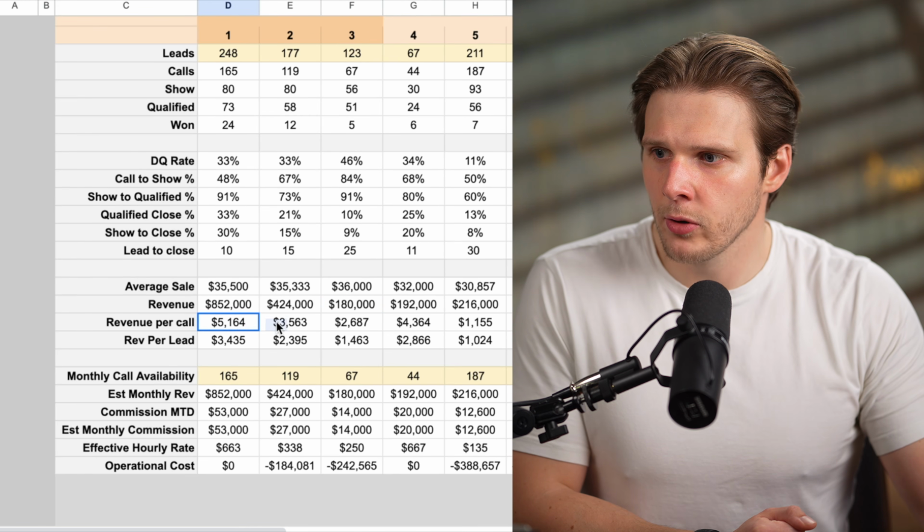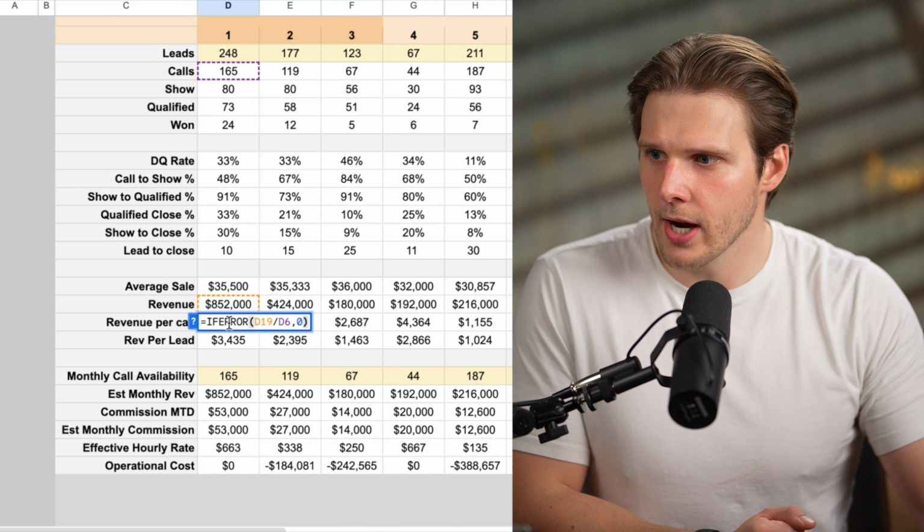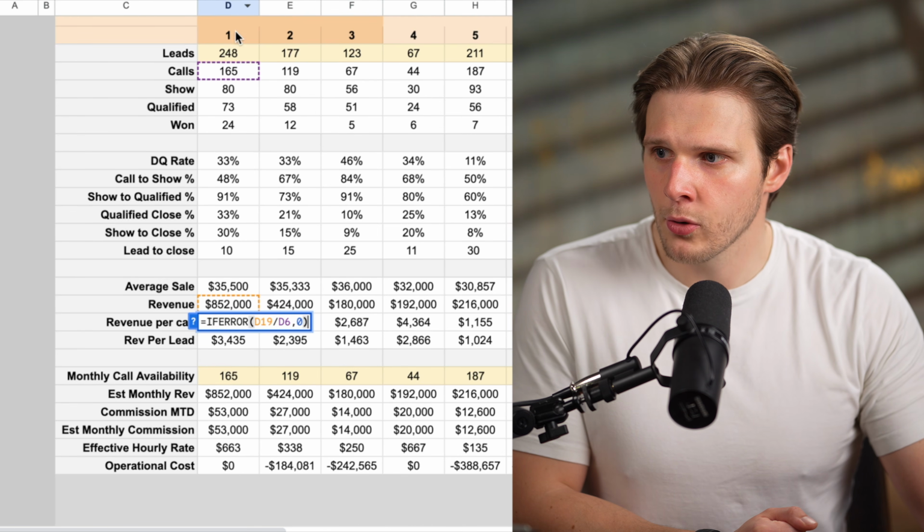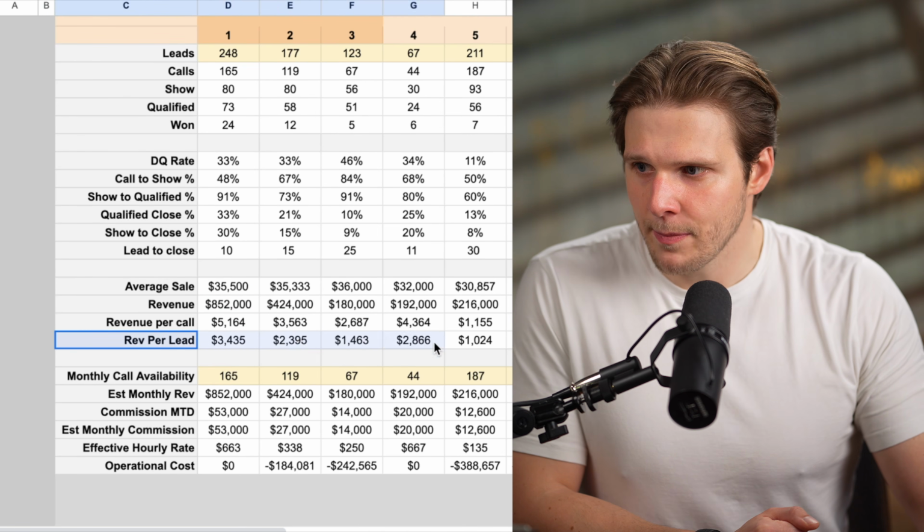But more important than that is revenue per call. And this was that metric that I talked about earlier. I'm not going to spend too much time on it, but it's just revenue driven by the total number of calls taken, which is even better expressed by revenue per lead.